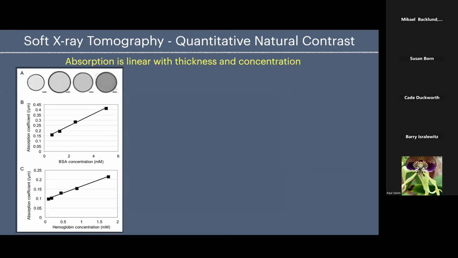And the cool thing is it's linear with thickness and concentration. So the higher the concentration of carbon per voxel, the greater the contrast. So you can get a distinct linear absorption coefficient measurement for different structures.